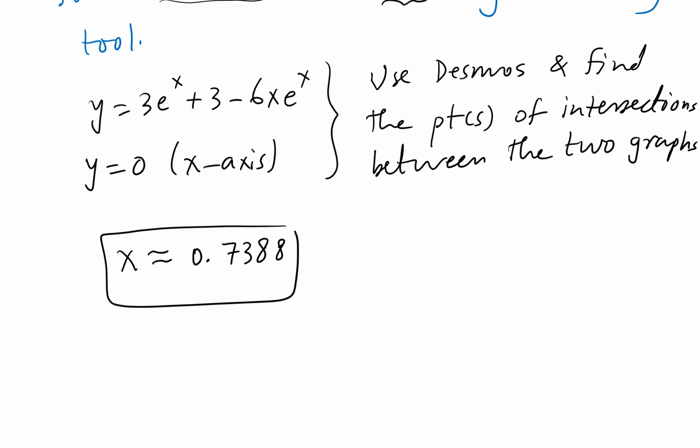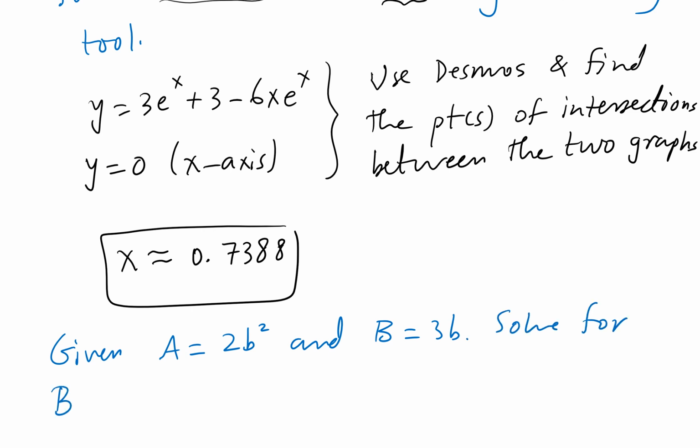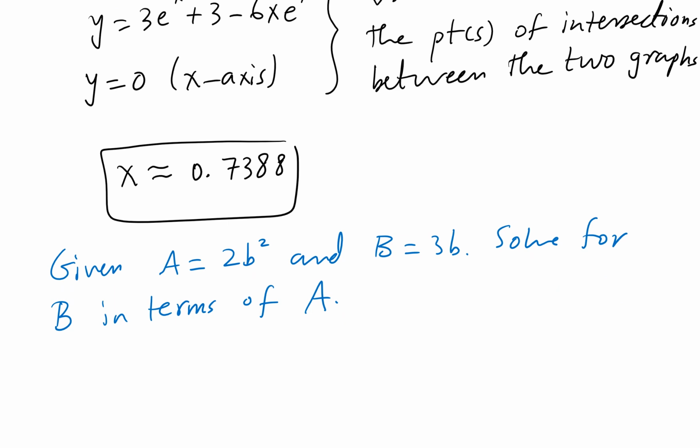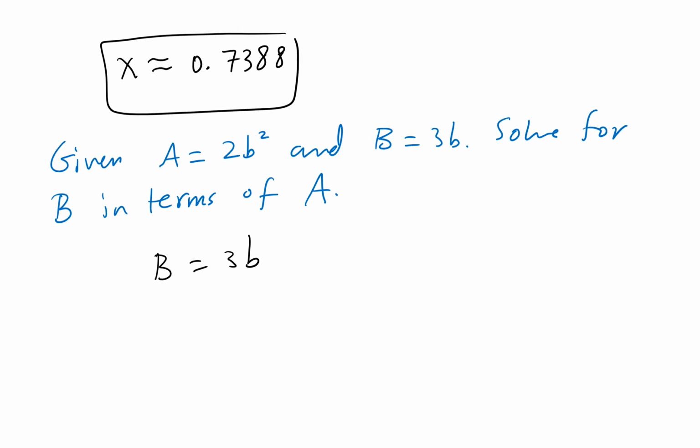So the next one, as a general question, let's say we are given a equals 2b squared and capital B is 3b. We need to solve for b in terms of a. So how do we solve for b in terms of a? The first thing we have, capital B is 3 small b. And we can solve for small b here by dividing by 3 and then substitute that into a.